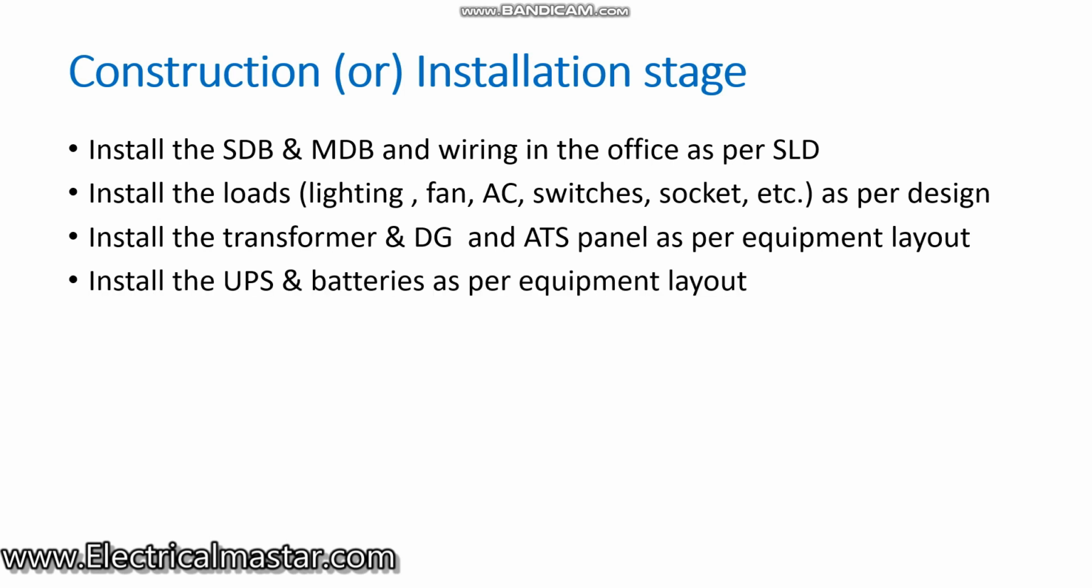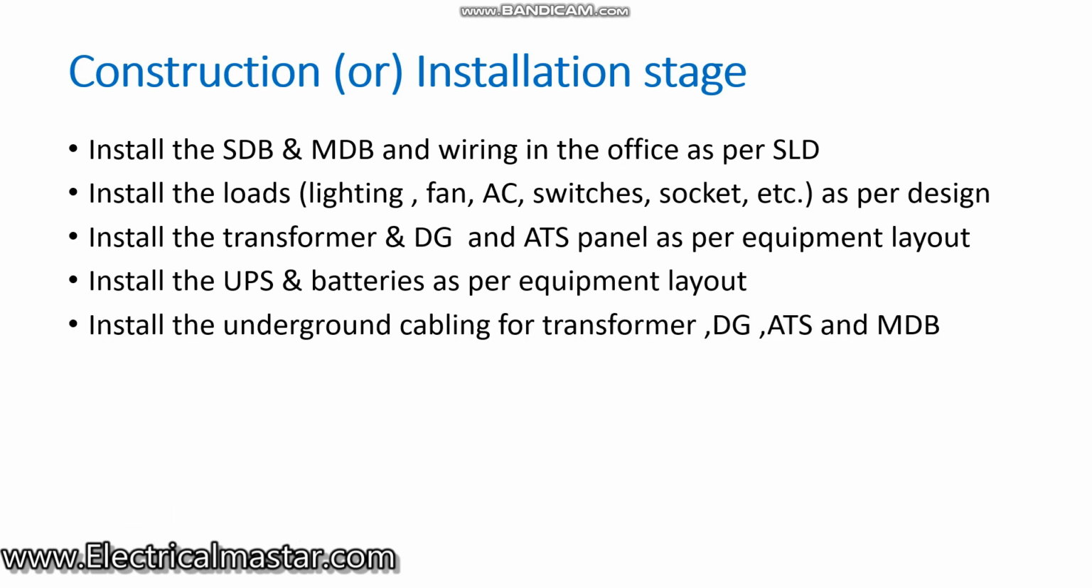Then fourth, we installed the UPS and battery as per the equipment layout. The UPS and battery were installed inside the office in separate places, as shown in the equipment layout. And fifth, install the underground cabling from transformer to DG, transformer to ATS, DG to ATS, and from ATS to the main DB. For all the cables I used the underground cable technique only, and also used XLPE cables.